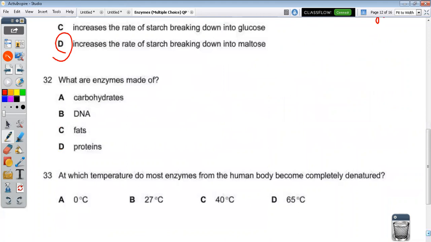What are enzymes made of? We said all enzymes are protein in nature. At which temperatures are most enzymes in human beings completely denatured? Sorry, I didn't read the question. So what's the answer? About 50.